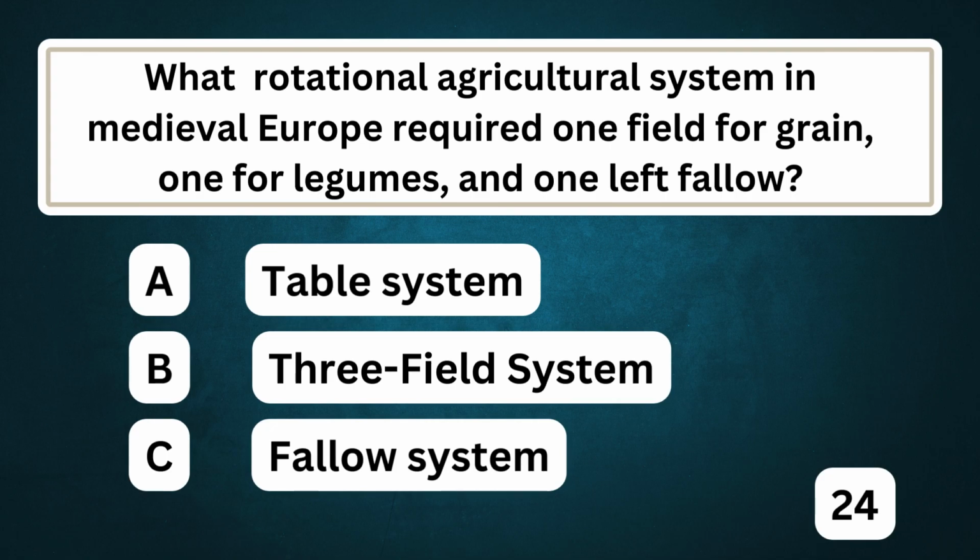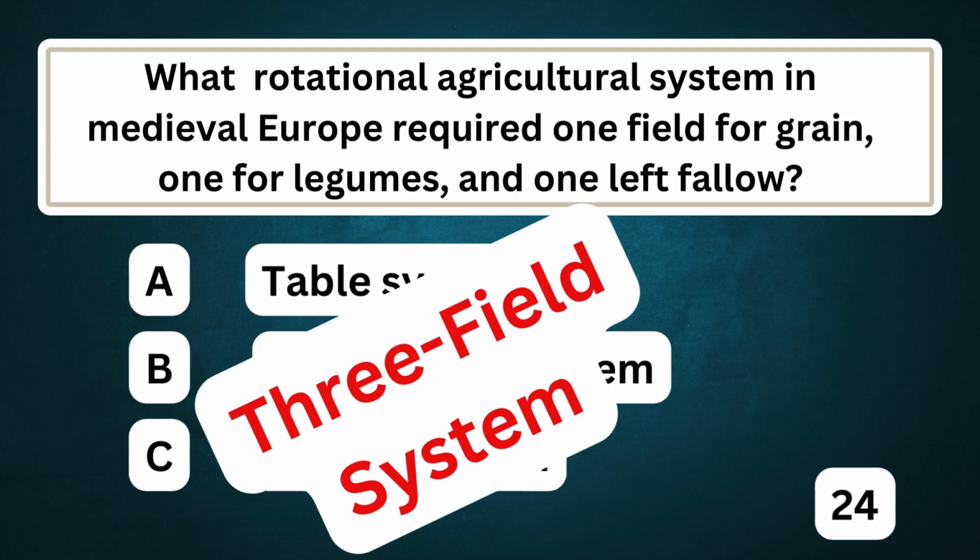What rotational agricultural system in medieval Europe required one field for grain, one for legumes, and one left fallow? The three-field system was a rotational agricultural system in medieval Europe.